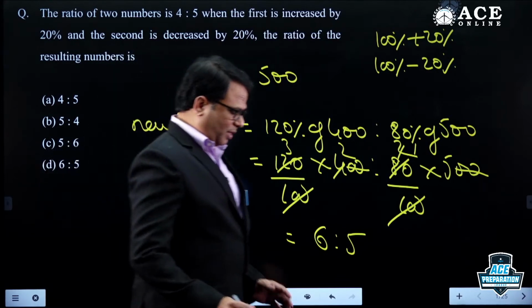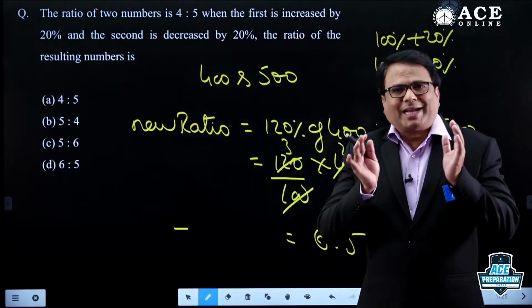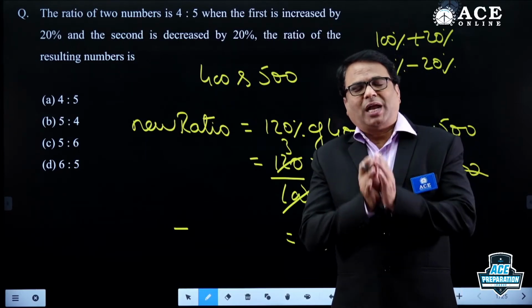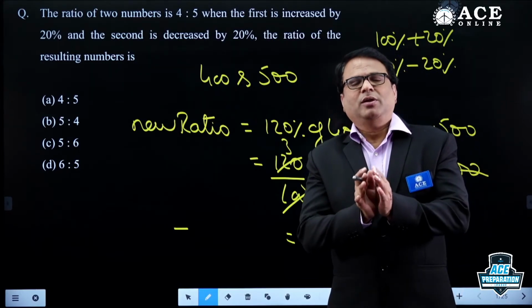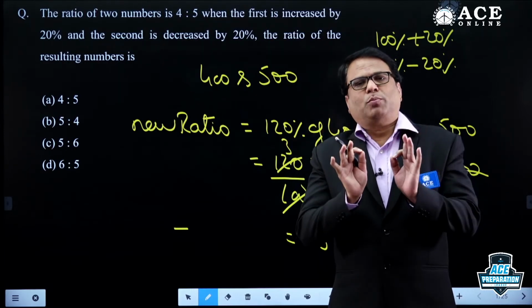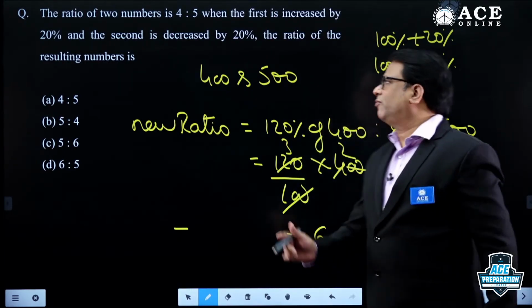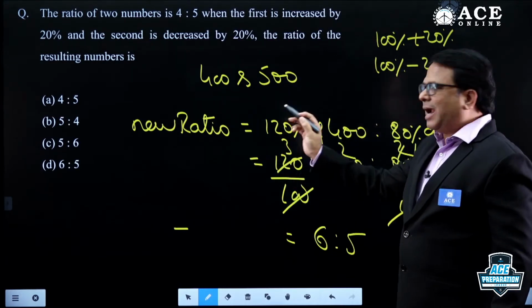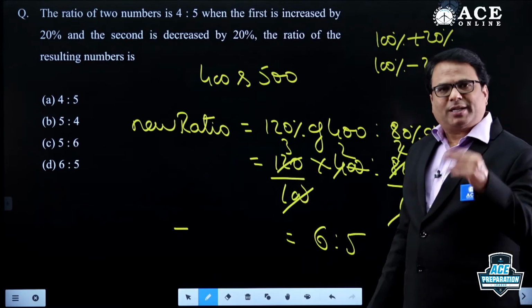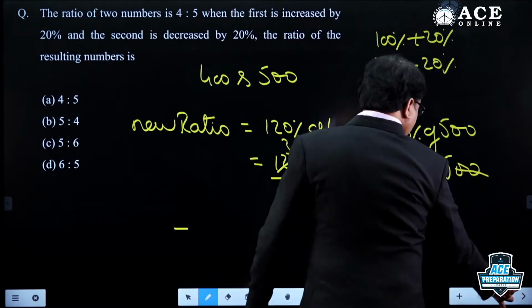Okay, so remember, in this problem, actual numbers are not given. We are given only the ratio. And when only the ratio is given, we need to assume any pair of numbers, but the ratio must be 4:5. So we have taken 400 and 500, and then we wrote the new ratio. Okay, come on, let us see the next problem.